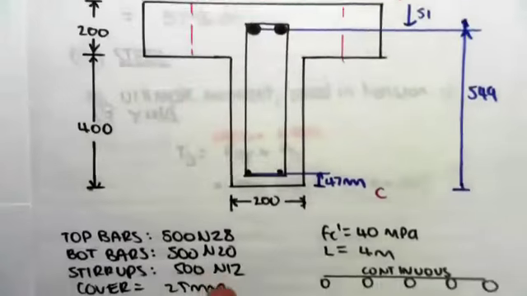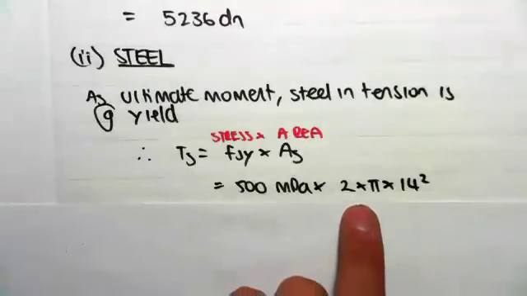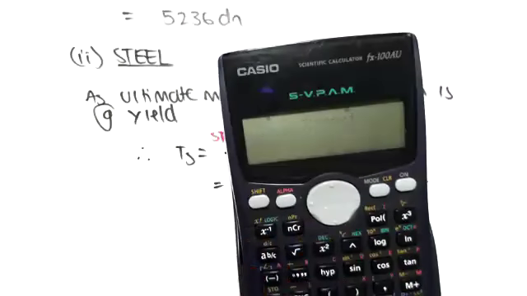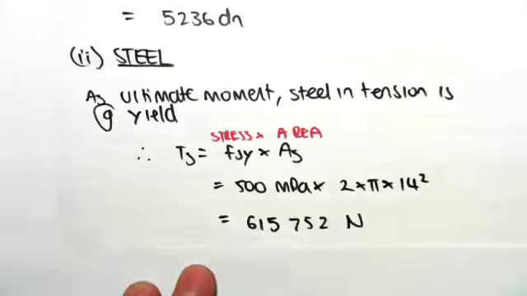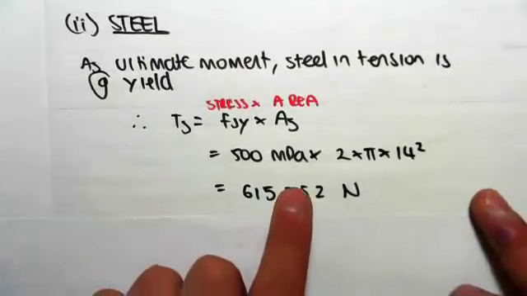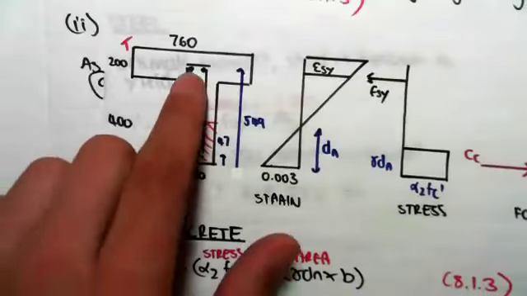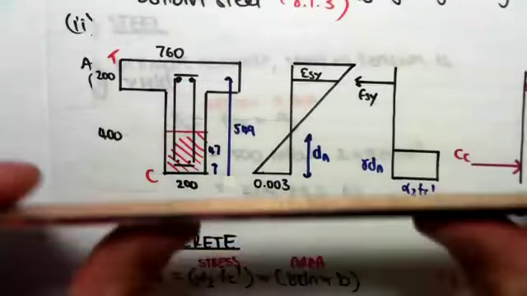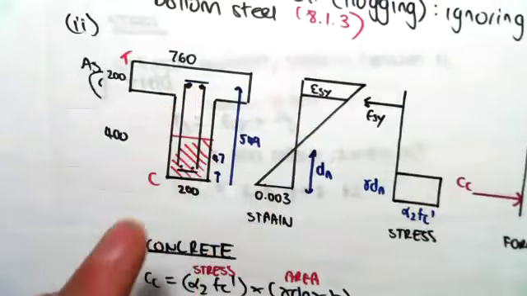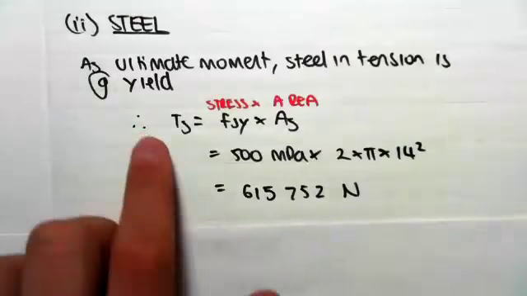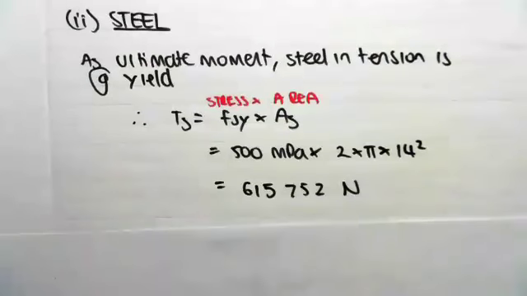Now, in the top, we had N28 bars, so the radius is 14, and we have 2 of them. So it's 2 by pi by 14 squared. So 500 by 2 by pi by 14 squared gives us 615,752 newtons. Now, once again, this is steel in the top. We're trying to find the steel in the top because we're hogging, and that's where the tension steel is. It's in the top. And again, we're ignoring the bottom steel, so we don't need to include that. In the next video, we will be including it, but for this video, we're not doing it.